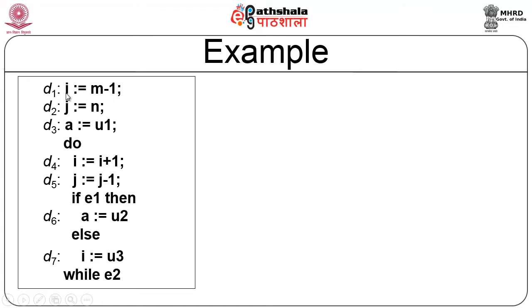As you can see, this statement defines I, this is defining J, this is defining A, and the definition of I is killed at D4 and D7. The definition of J is killed at D5 only. The definition of D3 is killed at D6. So, we are going to first construct a parse tree.